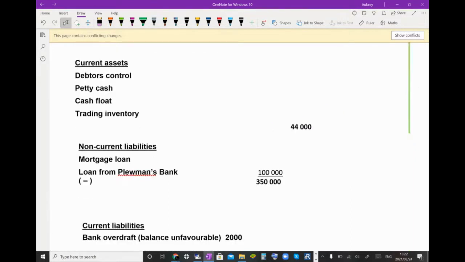Current assets. How much was our debtors control? Or our debtors? Same thing. 24,000. Okay, petty cash. All right, cash float. 1,000. And then finally our trading inventory. 15,000. Okay, right, done. Okay, and then we obviously should have a total of 44,000.